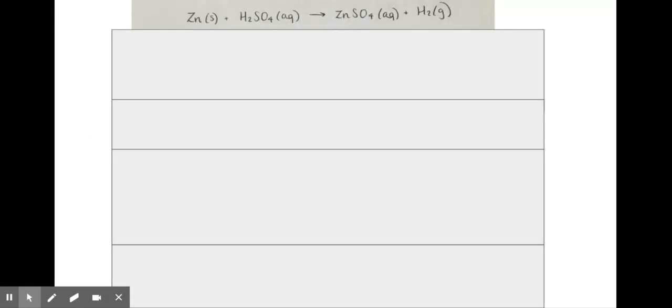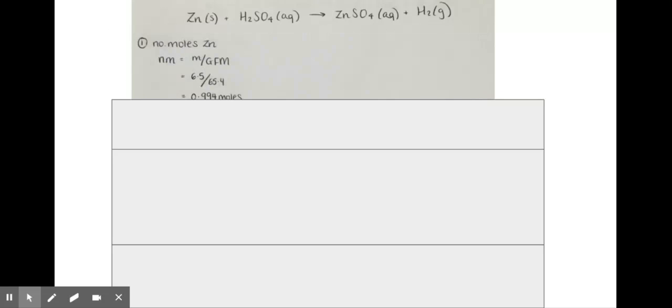Okay, first one then is zinc. We have our equation here, and step 1, as always, is to calculate your number of moles of zinc. In the question, we were told that we had 6.5 grams of zinc, so we're going to be using the mass and GFM triangle. So we have mass divided by gram formula mass to give us number of moles, 6.5 divided by 65.4, and we get 0.994 moles of zinc. You could at this point round that up to 0.1. I've just left it as it is. It doesn't really matter.